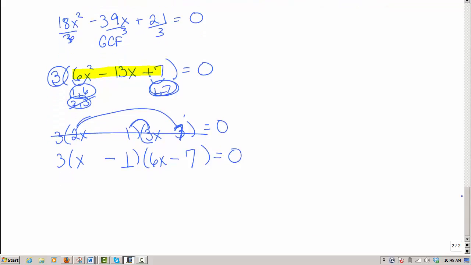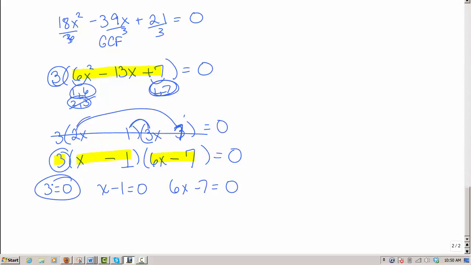Now in your notes it says set each factor equal to 0. Well, if I set this equal to 0, then I set this one equal to 0, and I set this one equal to 0, I need to solve for x. First of all, is there an x there? No. Does 3 equal 0? No. So that doesn't help us as far as our solution. So any factors that don't have an x or your variable, you can throw them out. And that is why, because you don't have a true statement.